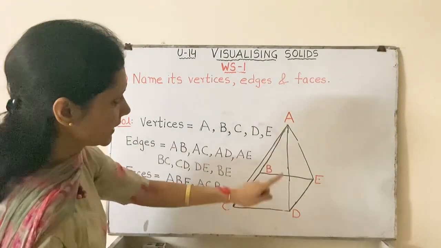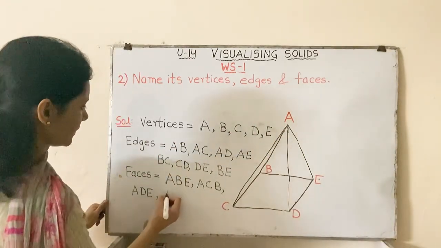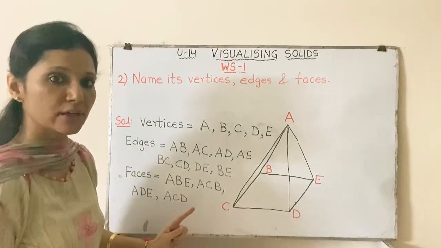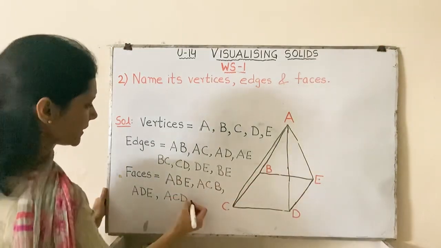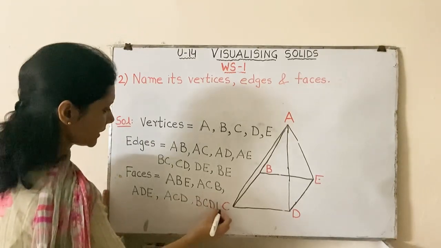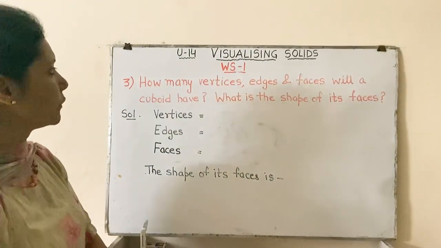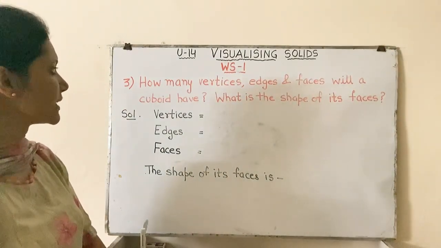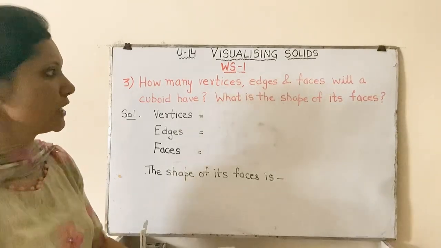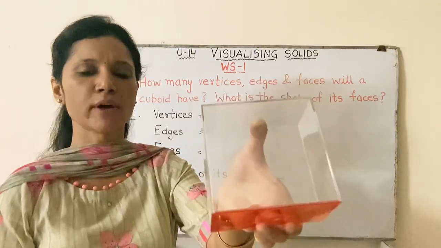Then we have A, C, D. So these were the four triangular faces and one square face whose name is B, C, D, E. Coming to question number 3, how many vertices, edges and faces will a cuboid have and what is the shape of its faces? So I'm having this cuboid in my hand. This is a cuboid as you can see.